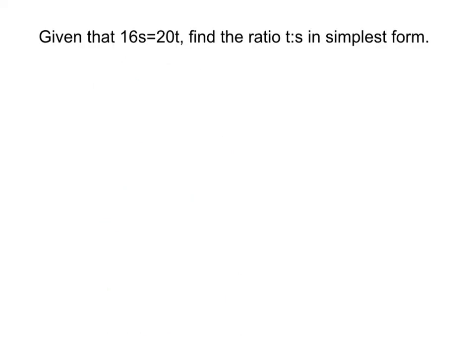Now finally, we have one more example. Given that 16s is equal to 20t, find the ratio t to s in simplest form. So let's write 16s is equal to 20t. What we're looking for is the ratio t to s, so we want t over s. I'll take that note.